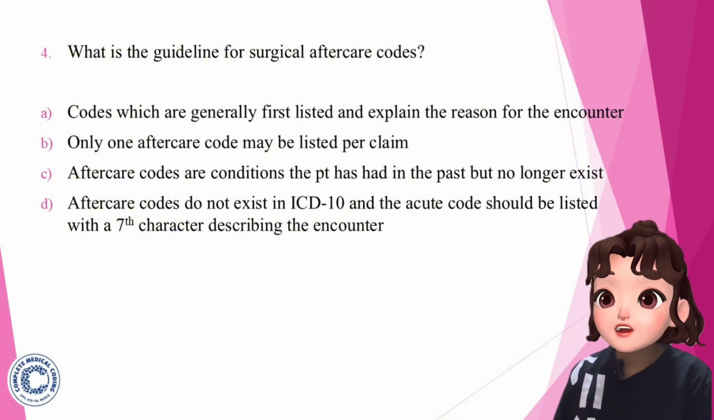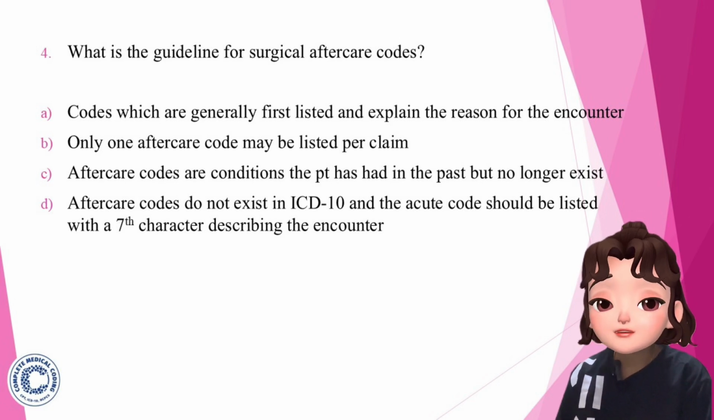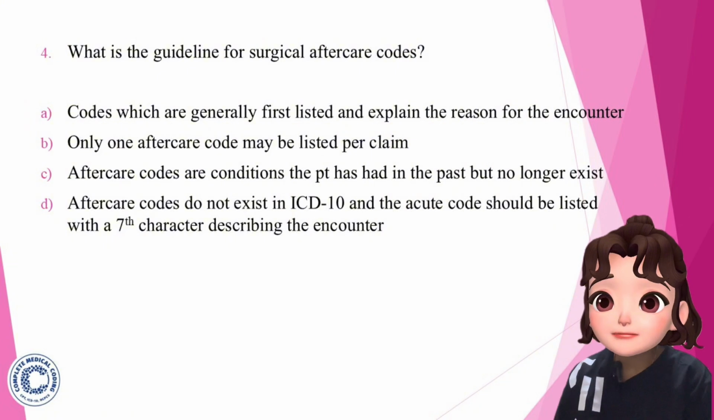Option A, codes which are generally first listed and explain the reason for the encounter. Option B, only one aftercare code may be listed per claim. Option C, aftercare codes are conditions the patient has had in the past but no longer exist. Option D, aftercare codes do not exist in ICD-10 and the acute code should be listed with a 7th character describing the encounter. So what exactly is the guideline for coding a surgical aftercare code?